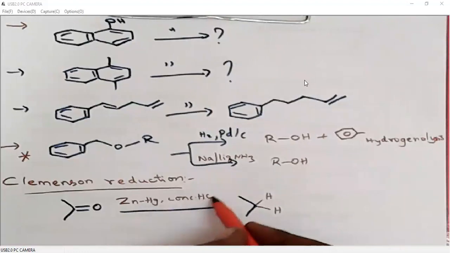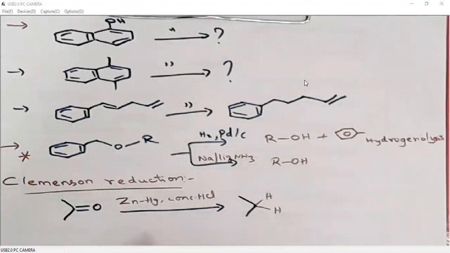So it is a strong acidic condition, and we will do this reaction at very high temperatures. So we will also do reflux here. So conversion of a carbonyl to a completely saturated carbon using zinc amalgam and concentrated HCl under reflux conditions, high temperatures, is called Clemmensen reduction.